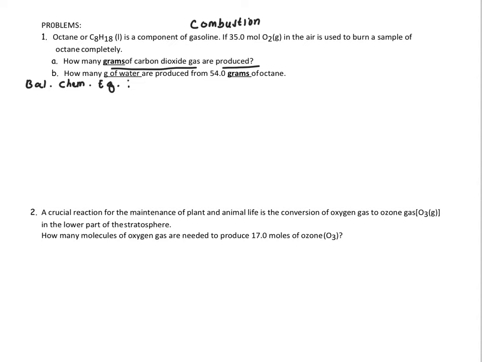And the balanced chemical equation is you have octane reacting with oxygen. Don't forget that oxygen is diatomic, to produce carbon dioxide and vapor water. And we can go ahead and balance this with the following coefficients.